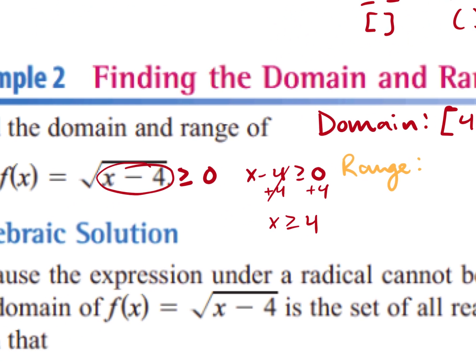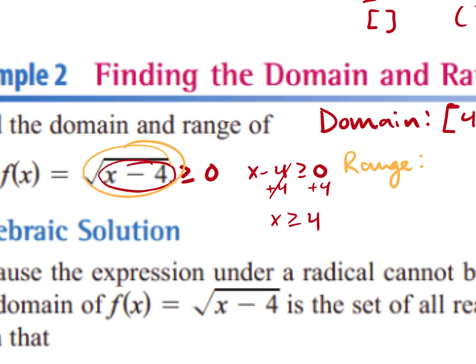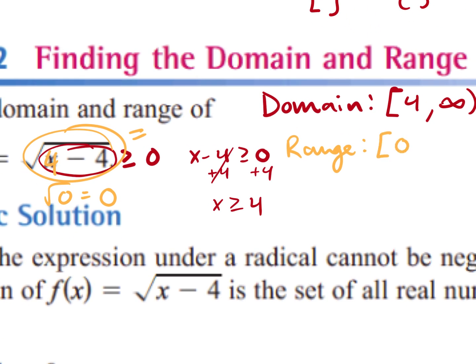For our range, we think about y values. So we want to think about what this is going to be equal to. If I plug in 4 here, we have 4 minus 4, which would be 0, and the square root of 0 is 0. So what do you think our smallest y value could be here? 0. Can I plug in a number and get a negative as my answer after I take the square root of it? No, you can't get anything smaller than 0. So our smallest number for our range is going to be 0.